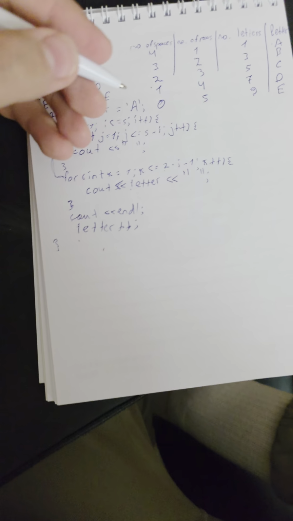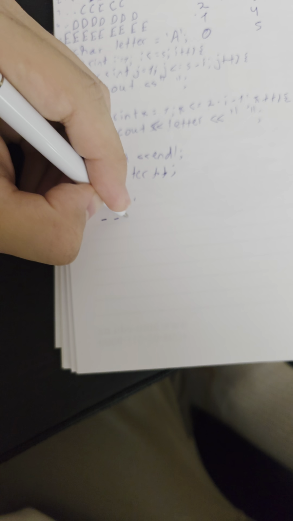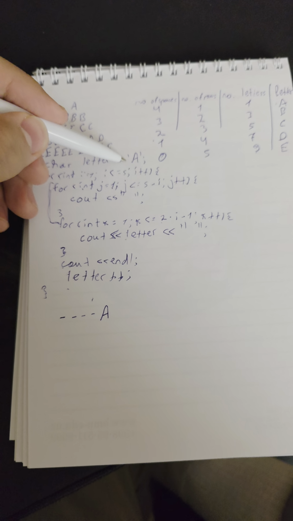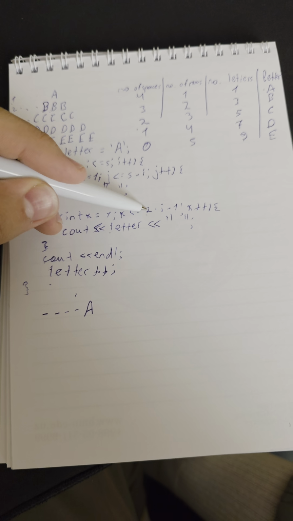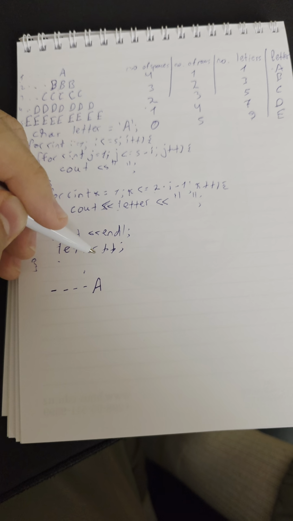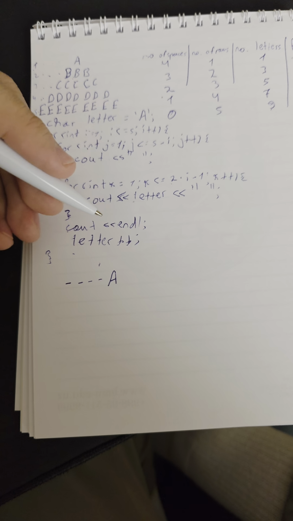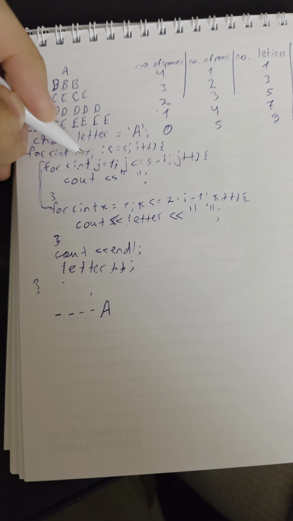So the output will be like the number of spaces. I will show the space sign like this, as is shown in the video. Space, space, space, space, A, as it's shown here. It will become A, the number of spaces we counted here, and the number of characters here. Cout endl, it goes to the next row, and letter plus plus, it will become B. Loop ended, counter updated. So i equals now 2.